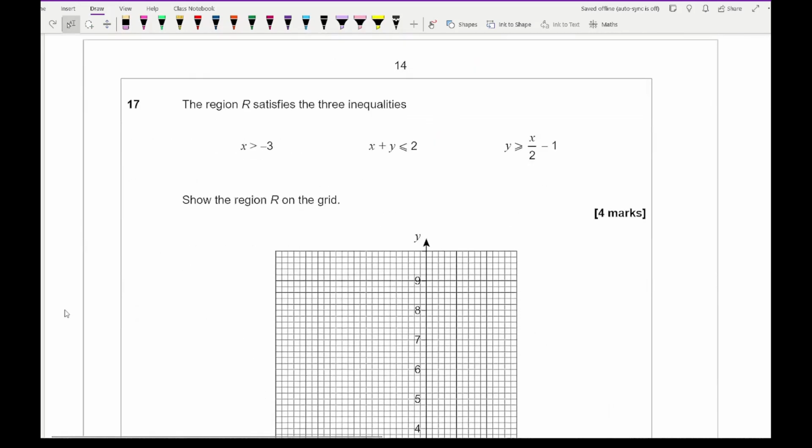So moving on to question 17, it says that the region R satisfies the 3 inequalities, and what we need to do is map these inequalities. So what we need to do is actually plot these lines. For this one, I need to plot x equals, let me just get that corrected.